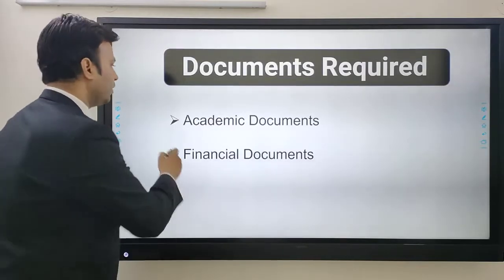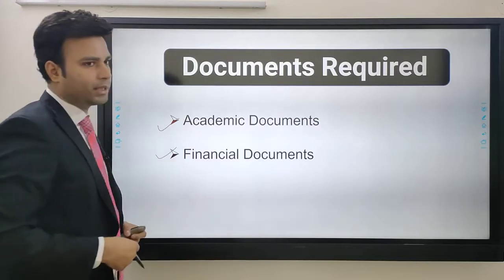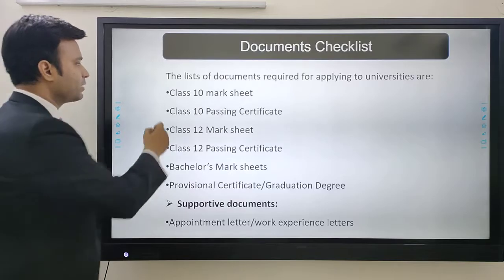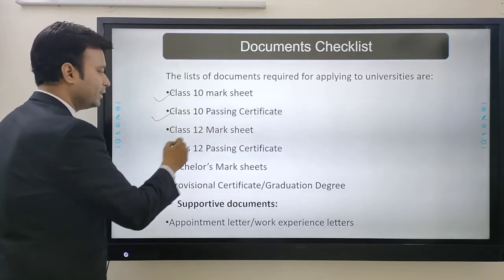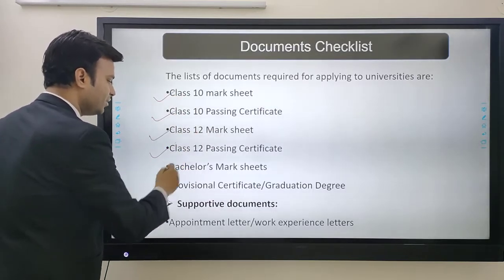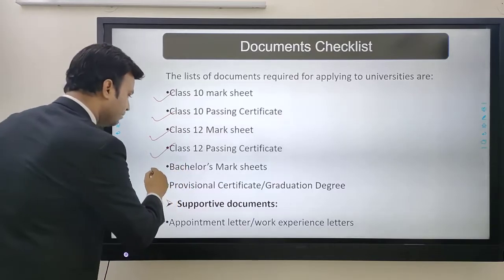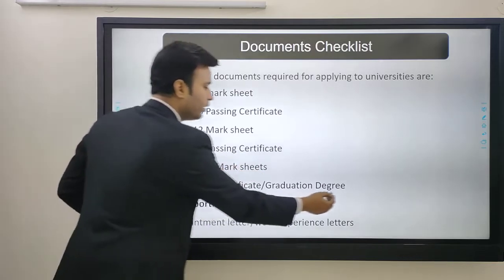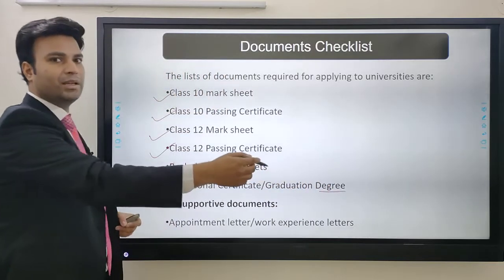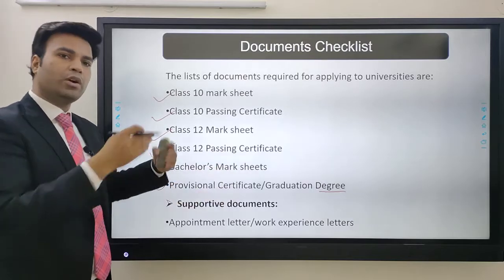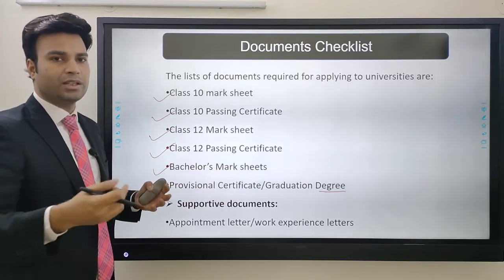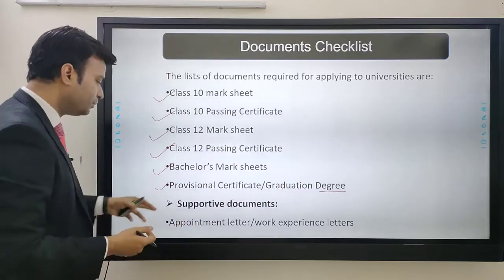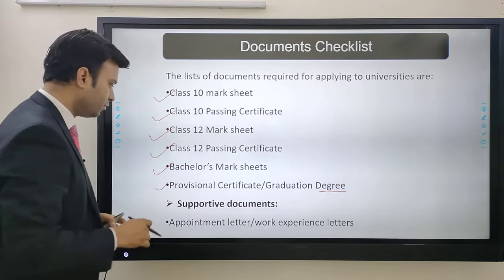Next thing that comes is what are the academic and financial documents required for admission. So the document checklist: you need class 10th mark sheet, passing certificate, class 12th mark sheet, passing certificate. If you are going for PG, then bachelor's mark sheet, then also provisional certificate, graduation degree. This is very important because this takes some time. If maybe you belong to somewhere else and you have done your graduation from some other university, then it becomes a time taking thing. So make sure you get your degree on time, also if you haven't gotten it yet.